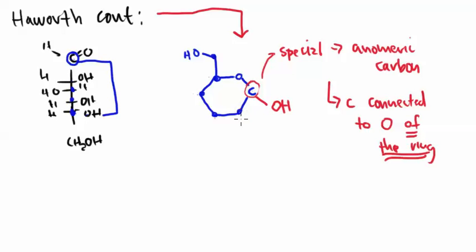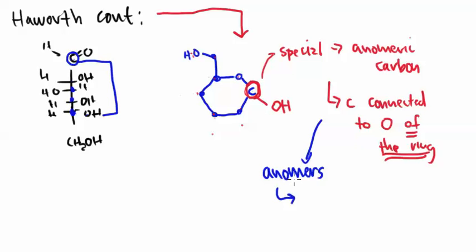Now, this carbon's connected to an oxygen, this carbon's connected to an oxygen, and so on, but this carbon in particular is where my aldehyde group was. That's where the double bond O group was. That double bond O has gotten destroyed and a new bond has formed to that carbon. And that, by definition, is an anomeric carbon. Now, anomeric carbons are going to give us something called anomers. So we've got to discuss what an anomer is.